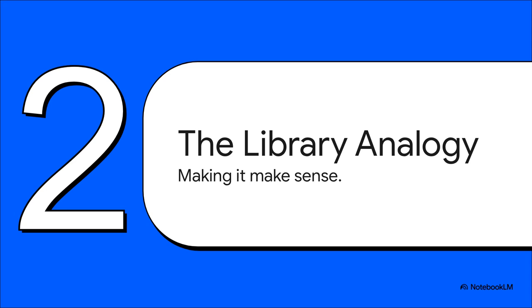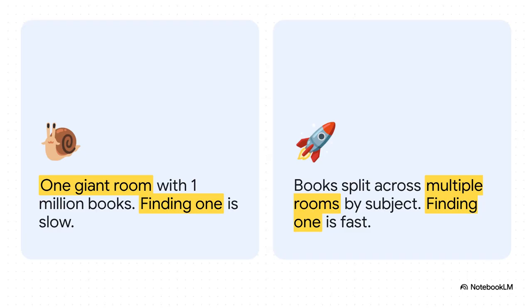I know this can still feel a little abstract, so let's use a real-world analogy to make it stick. Let's think about a library. Imagine a library that has 1 million books all just stored in one single gigantic room. Finding the one book you want would be painfully slow, right? A total nightmare. That's like a database that isn't sharded. Now, what if that library was organized into multiple themed rooms? A history room, a fiction room, a science room. Suddenly, you know exactly where to go, and your search becomes incredibly fast because you're only looking through a tiny fraction of the total collection.